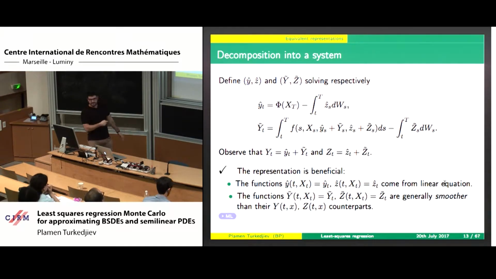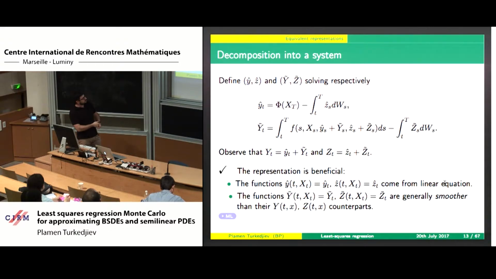And this representation, although it may seem a little bit convoluted, given that we started with one equation and now we have two sets of equations to solve, is actually quite beneficial, simply because the functions that solve the first equation are solving a linear equation, and there are a lot more techniques that we already have to solve those kinds of problems. So those can usually be solved quite efficiently.